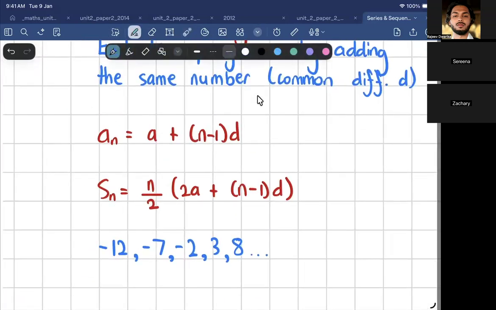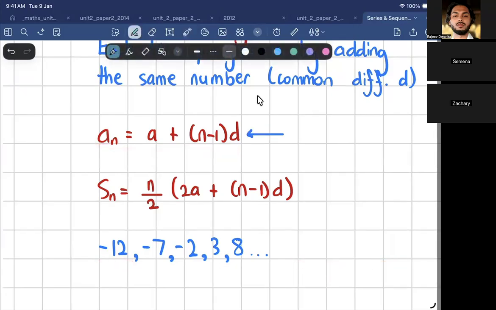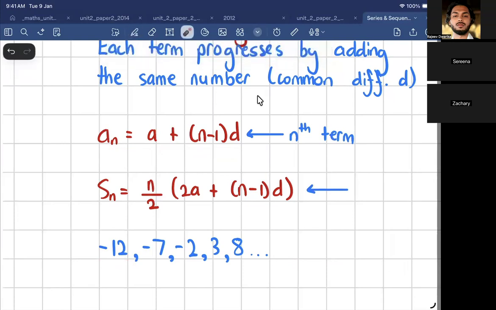So you see this first formula, you use this formula to figure out an expression that I could use to figure out any term in the sequence. So Zachary, if I wanted, I could use this formula to figure out the first term or the 10th term or the 100th term in the sequence without having to manually go there. So you use this to figure out the nth term in the sequence.